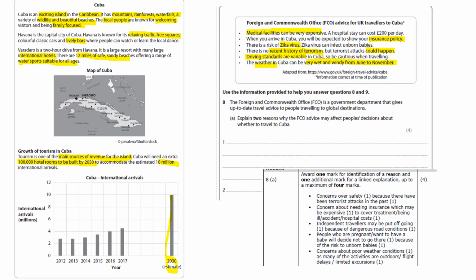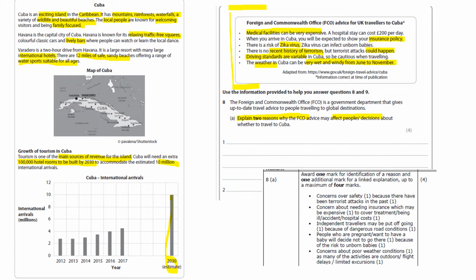Okay, so question 8a is really talking about this advice here. So it's focusing you on that bit in particular. And it says, explain 2 reasons why the FCO, the Foreign Commonwealth Office, may affect people's decisions about whether to travel to Cuba. Now again, it's worth thinking about that word affect. Affect means positive or negative. So it could be more likely or less likely, or change how to do it.